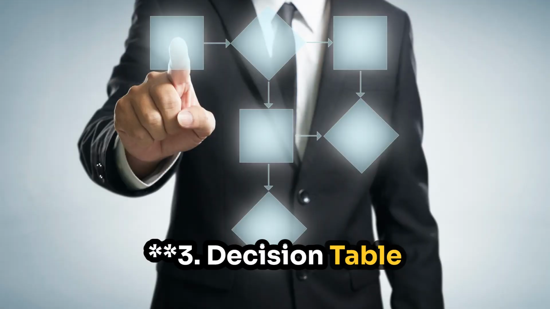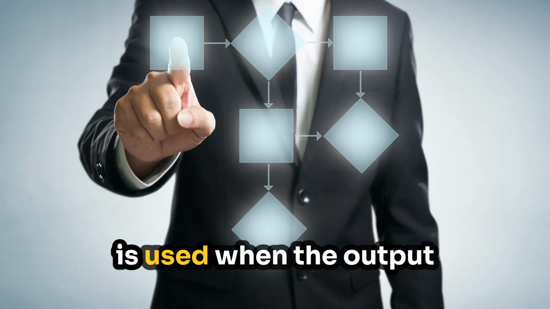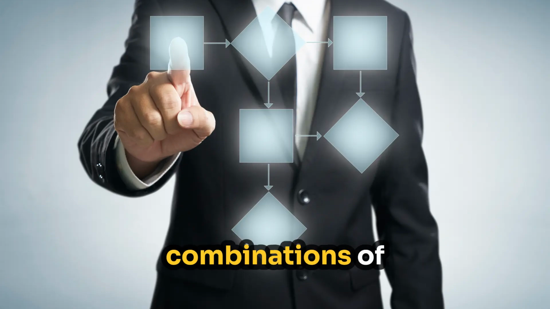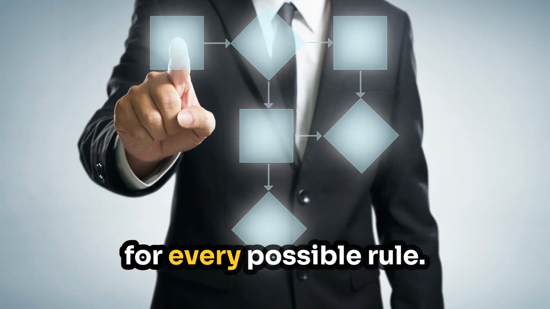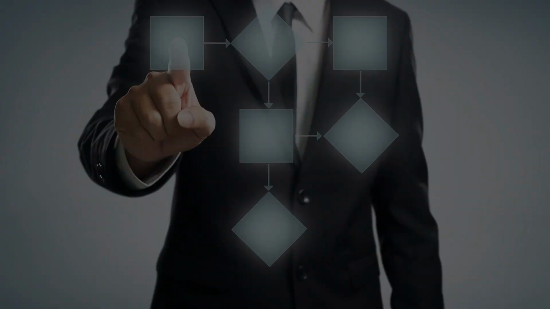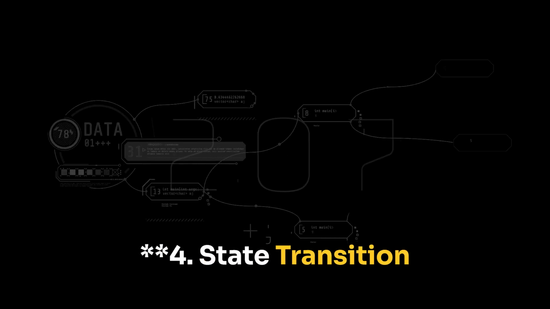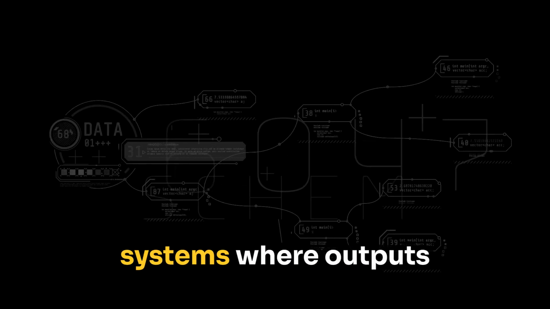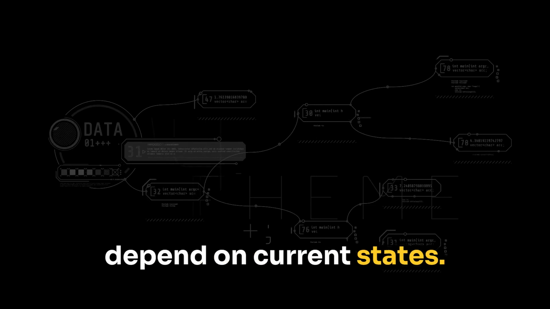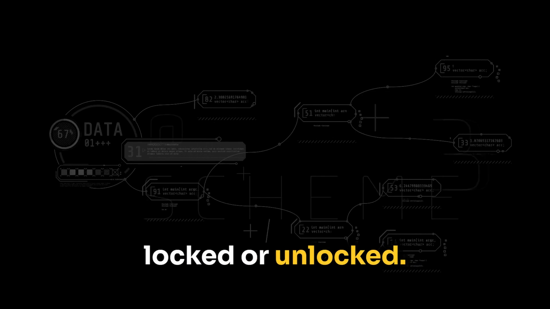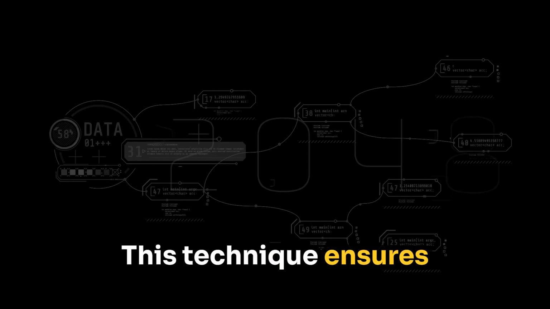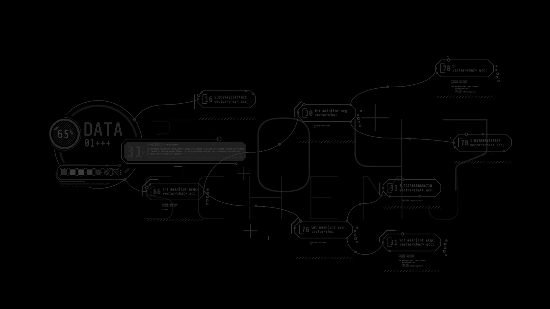3. Decision table testing. This method is used when the output depends on different combinations of inputs or conditions. It helps identify test cases for every possible rule. 4. State transition testing. Ideal for systems where outputs depend on current states. For example, login attempts might lead to different states like locked or unlocked. This technique ensures all transitions are tested.